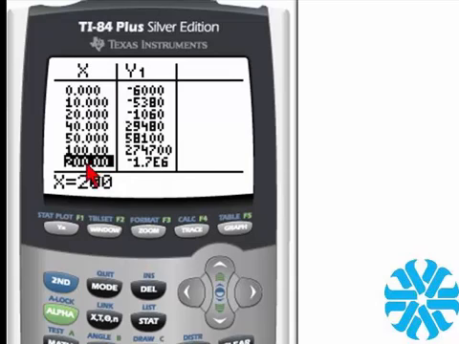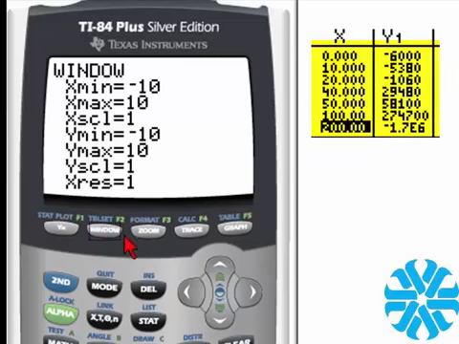So let's go on our x values from minus 10. Let's take it out to, let's say, 200, and let's go a y minimum of negative 5,000. So in our window, x max of 200, and y minimum, let's go to negative 5,000. Let's put it at that.